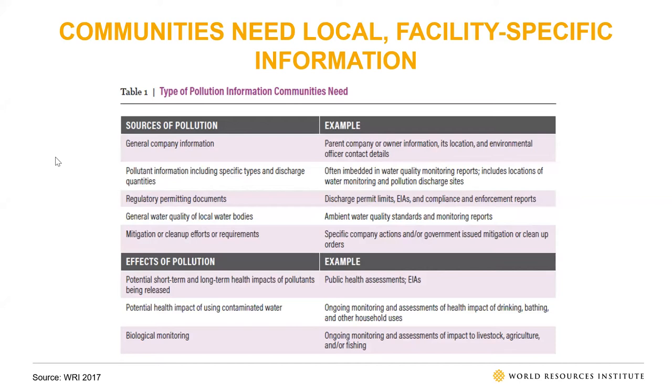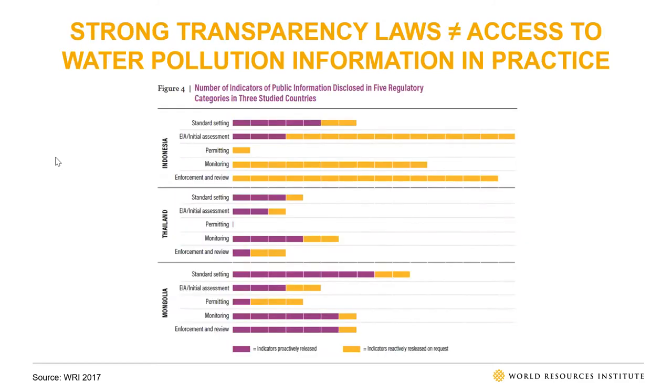And this included the kind of examples you see on the screen: water quality monitoring, discharge permits, environmental impact assessments, enforcement and compliance documents, and public health information. But the regulatory mechanisms for getting people this local data and information was really not working well.